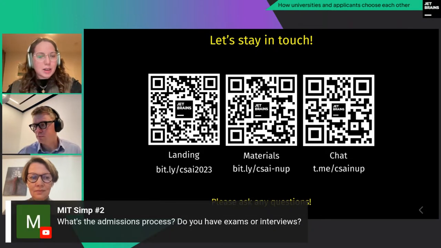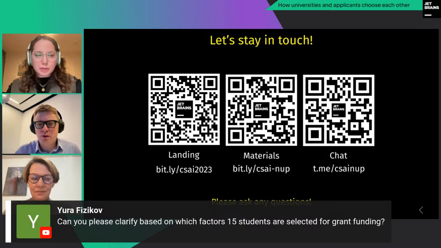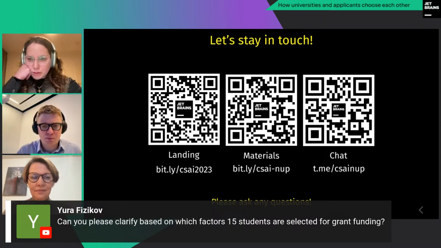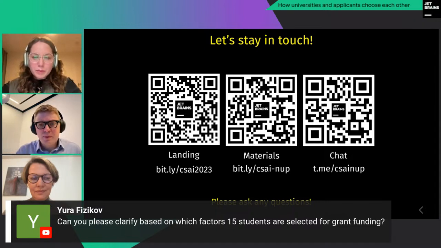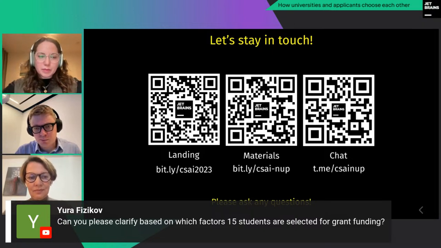So the next one, this one was already taken. This one: can you please clarify, based on which factors 15 students are selected for grant funding? It is difficult to formalize, but we take several factors into account. One of the most important factors is the number of problems that you solved during the test. Then we also discuss your motivation with you during the interview process. We take into account your experience in participating in high school competitions and in programming projects and so on.